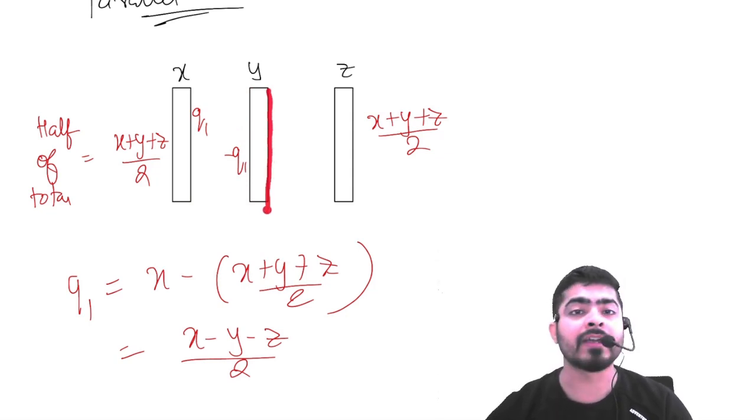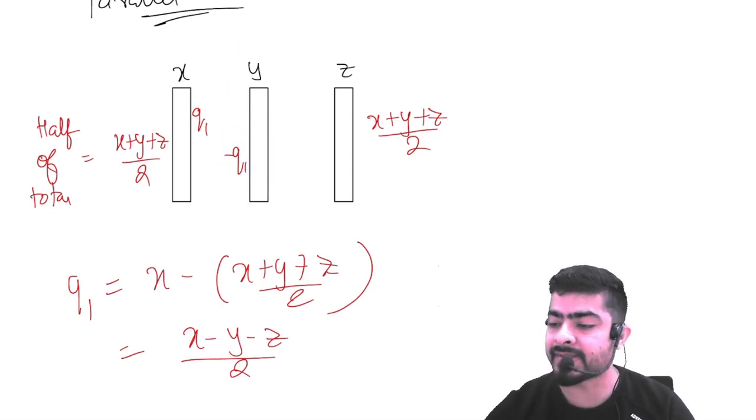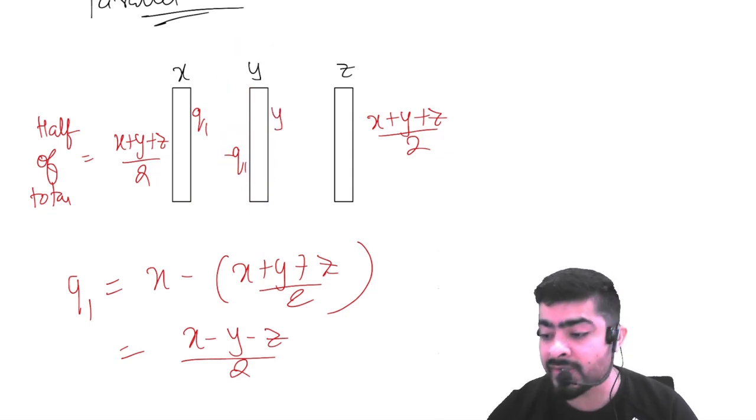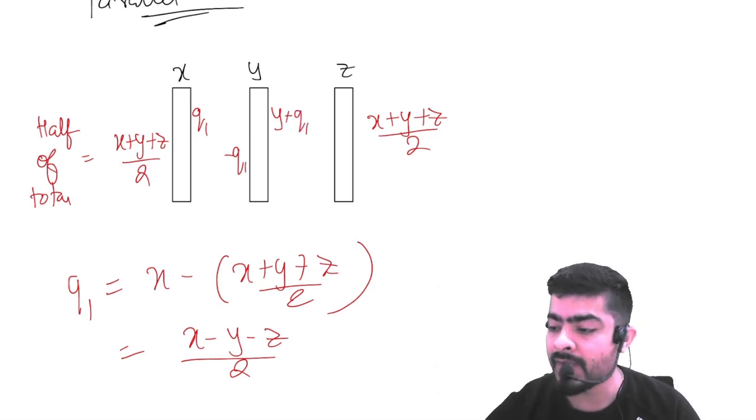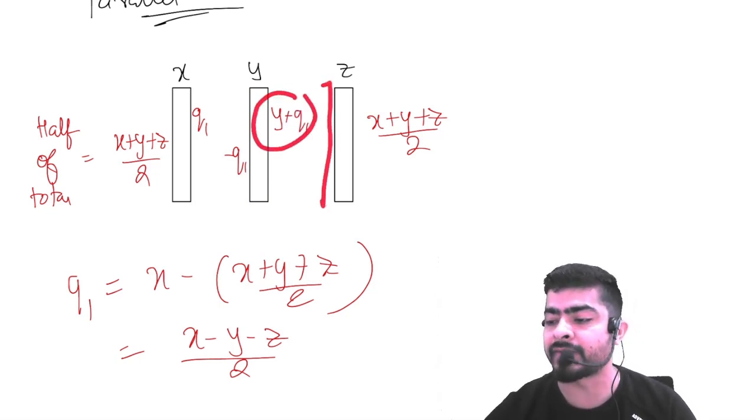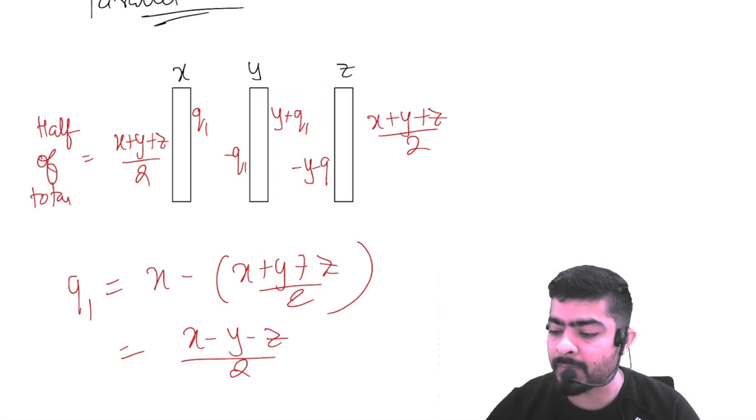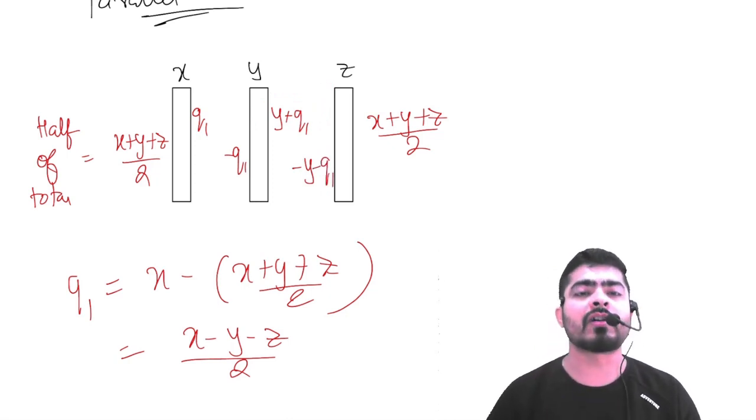Finally, charge over here will be what? y minus this. So y minus minus q1 means what? y plus q1. And charge over here will be opposite of this. So minus y minus q1. This is how you have to solve these problems.